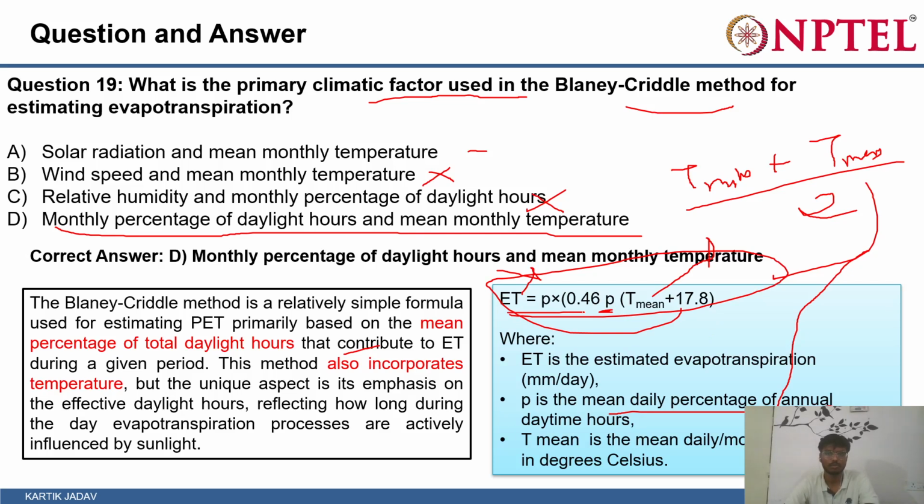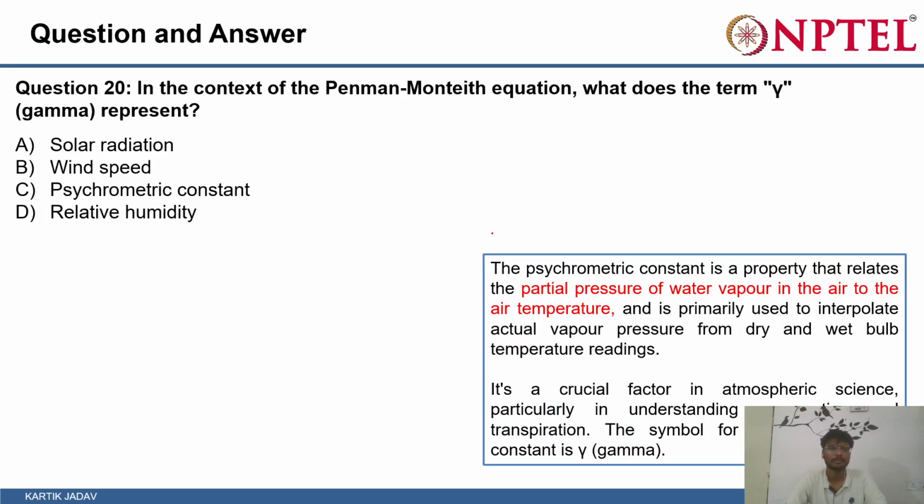So there are two parameters required. One is the mean monthly temperature, and the second is P, that is the monthly percentage of daylight hours. Monthly or daily, okay, whatever it is, is based on the option that is provided in the question.